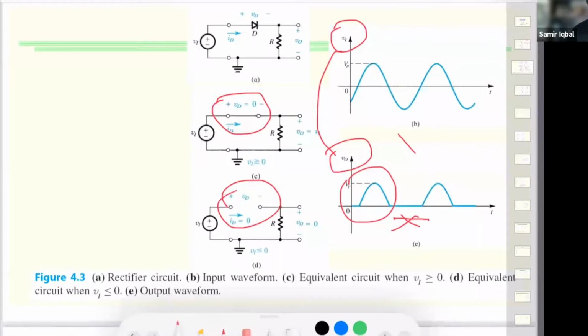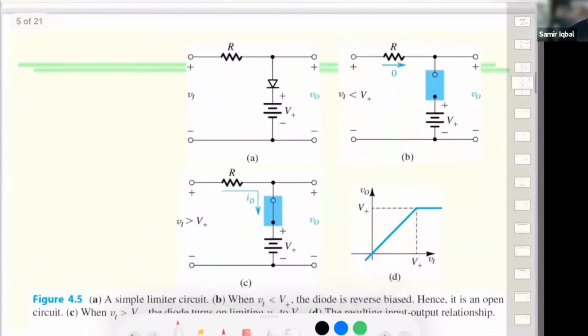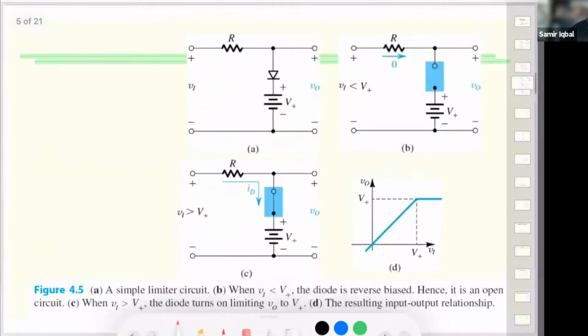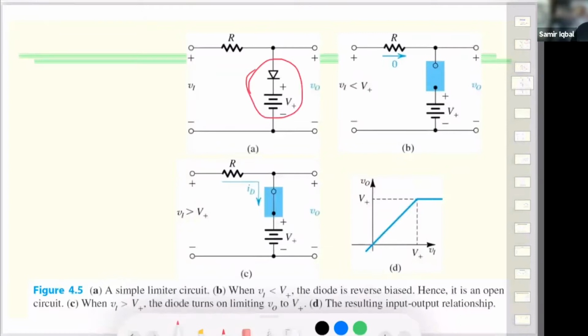use this? One application is what we call a simple limiter circuit. When the input voltage is greater than this power supply, which is shown here, if this is larger, it would be forward biased. But if it is smaller than this, it would be reverse biased. Using what we have done before, reverse bias would be open circuit, and forward bias would be short circuit or closed circuit.